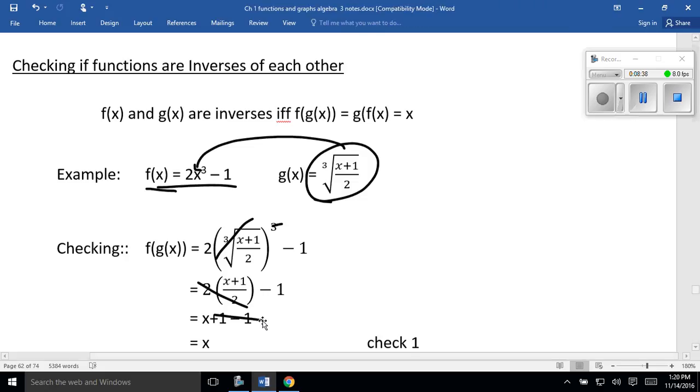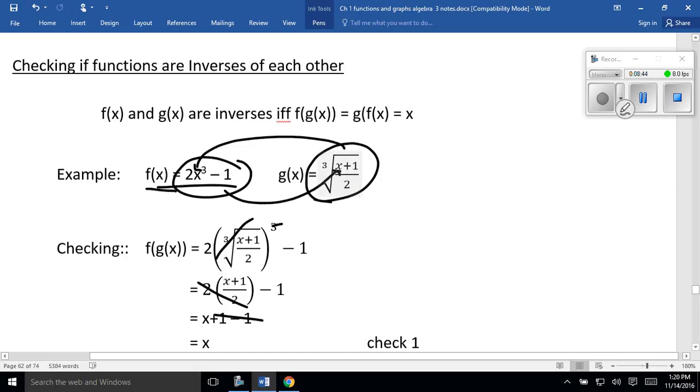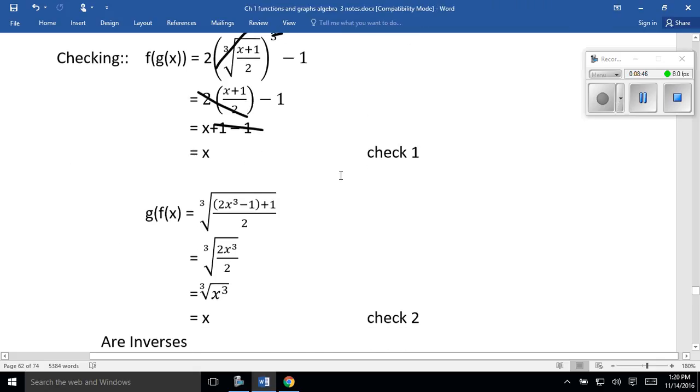And then you have to do it in reverse. Now you have to take x cubed minus 1 and plug it in for this x. Let's look. Minus 1 plus 1 cancels. 2 divided by 2 cancels. Cube root cancels. X.